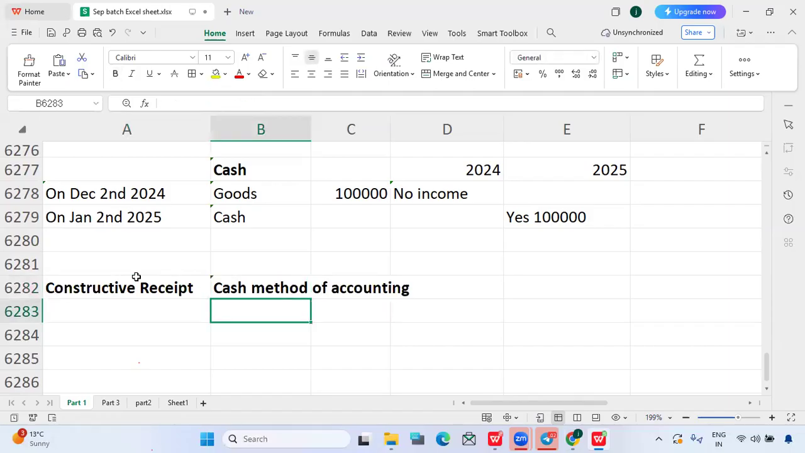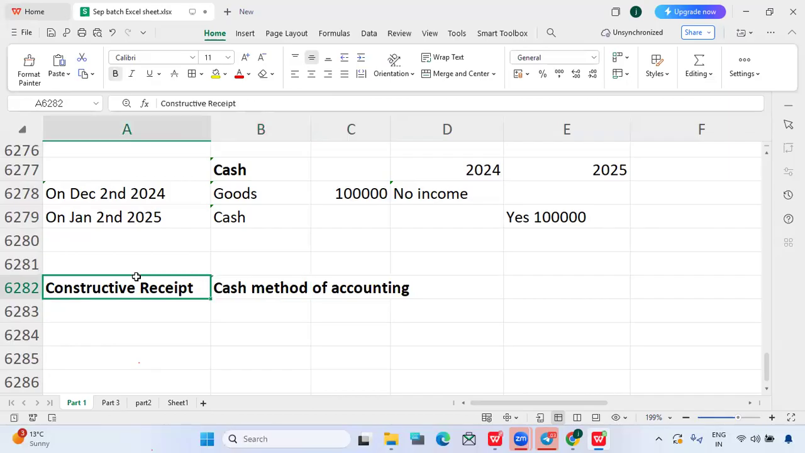If the taxpayer is following the accrual method, do we need to see constructive receipt? Can we see the constructive receipt concept? No. So the constructive receipt concept we can see only if the taxpayer is following the cash method of accounting. So this is a kind of doctrine, or I can say it is a law. The constructive receipt doctrine applies only for a cash basis taxpayer.